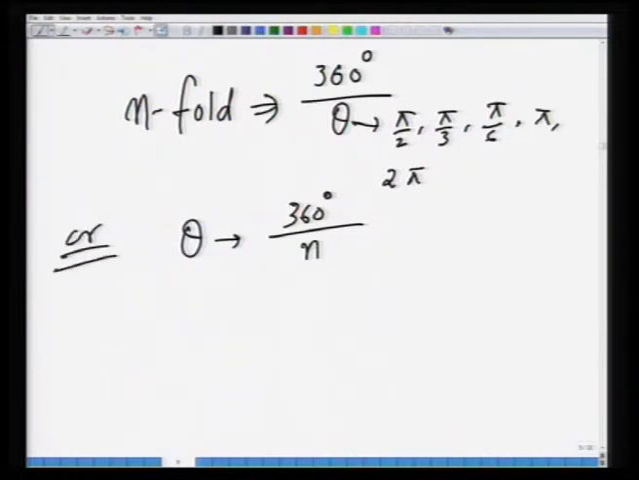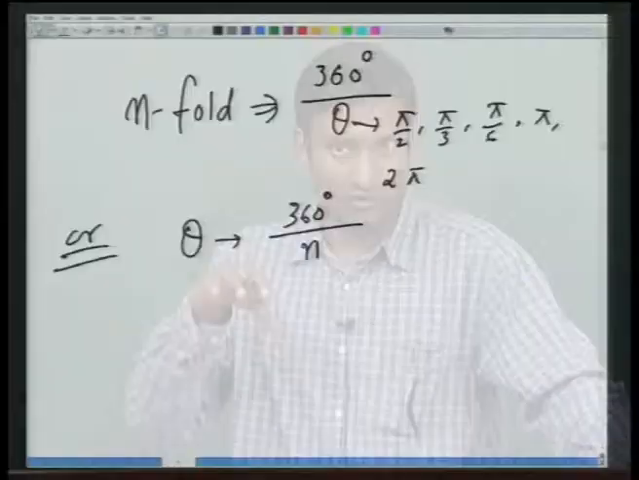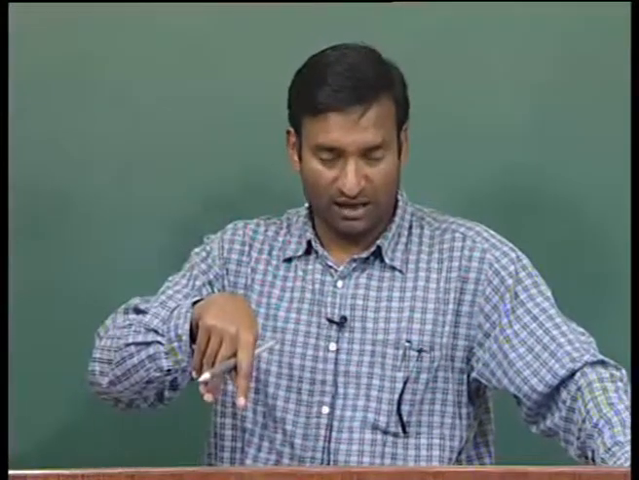Okay. So, this n-fold symmetry, for instance, a 4-fold symmetry for a material would mean that you need to rotate that material or that crystal around a particular axis by that much angle, which is sufficient to bring that material back into the original position.